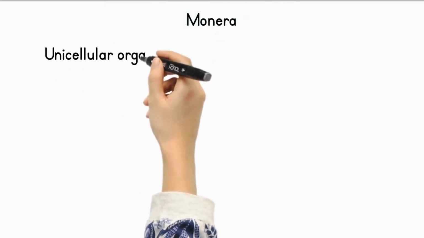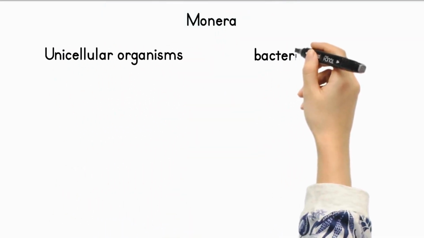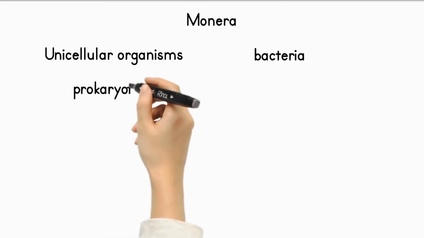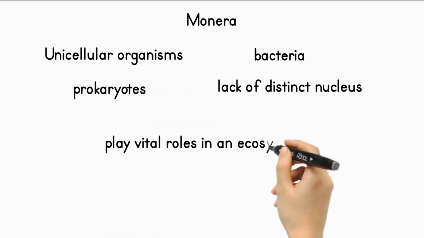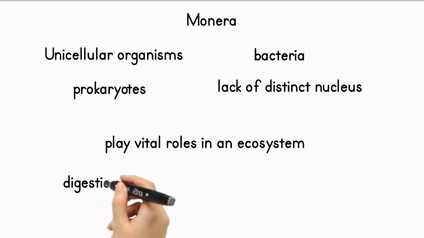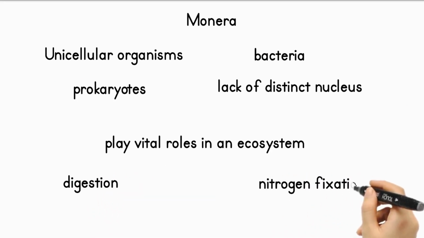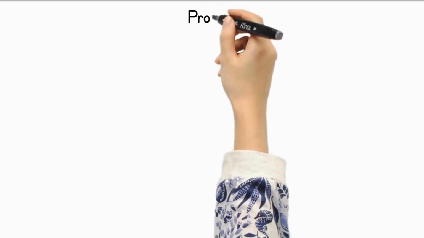The Monera kingdom consists of unicellular organisms, often called bacteria. They are prokaryotes, meaning they lack a distinct nucleus. Bacteria can be found everywhere and play vital roles in the ecosystem, from aiding digestion to nitrogen fixation.